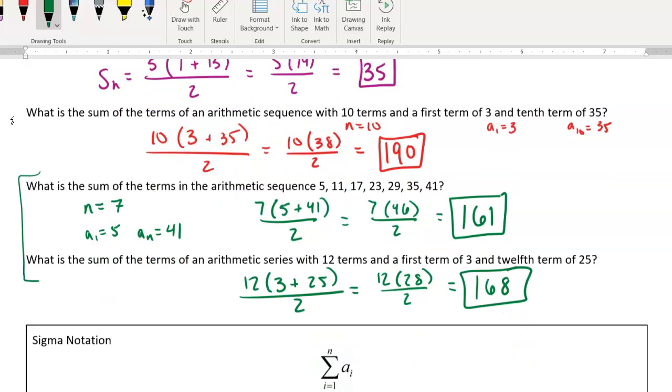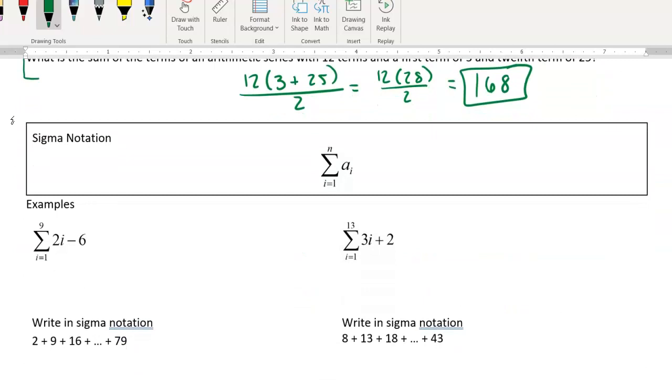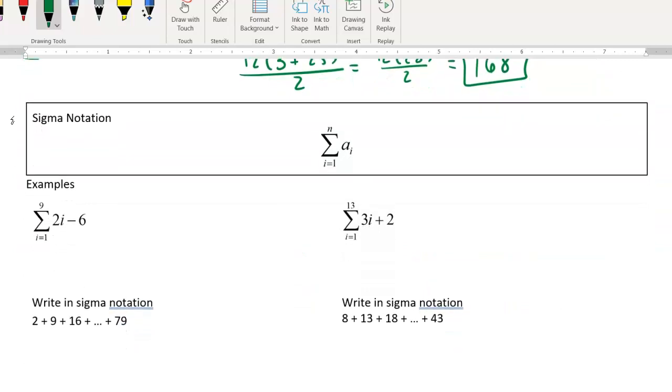Now, the other thing you need to be familiar with is this idea of sigma notation. It's also called summation notation. So that's another word that might be thrown around. So if on Savvas it says "written in summation notation," that's what they mean. Summation notation and sigma notation mean the same thing.